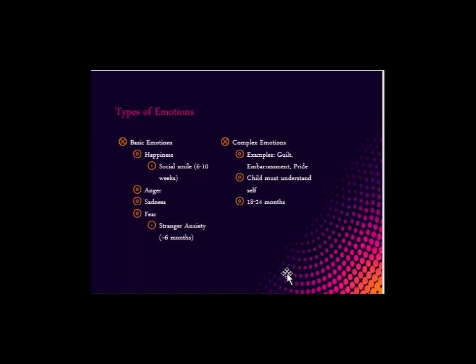So complex emotions here are next. Complex emotions are going to emerge later in life, between 18 and 24 months of age. So complex emotions include emotions like guilt, embarrassment, pride. They're emotions that involve a self-evaluative component. So they require an understanding of self.